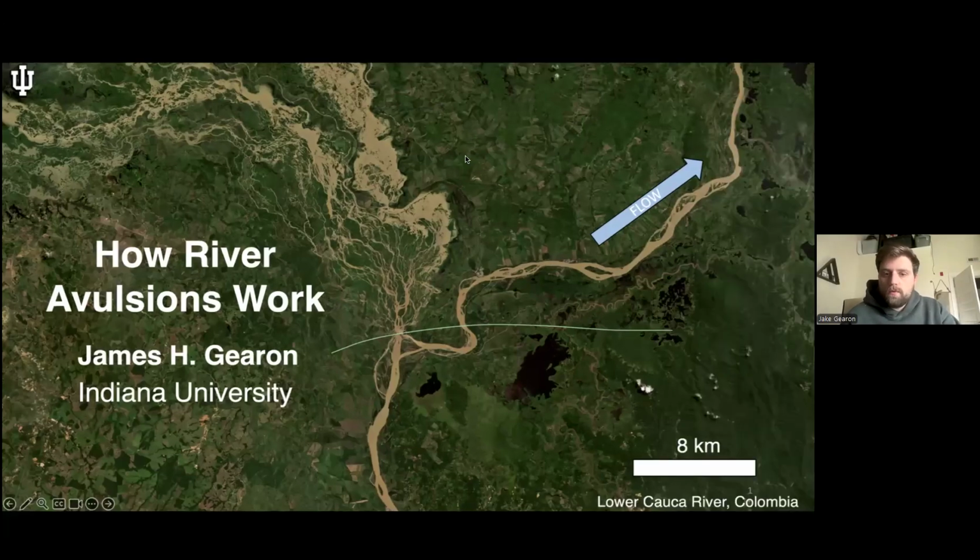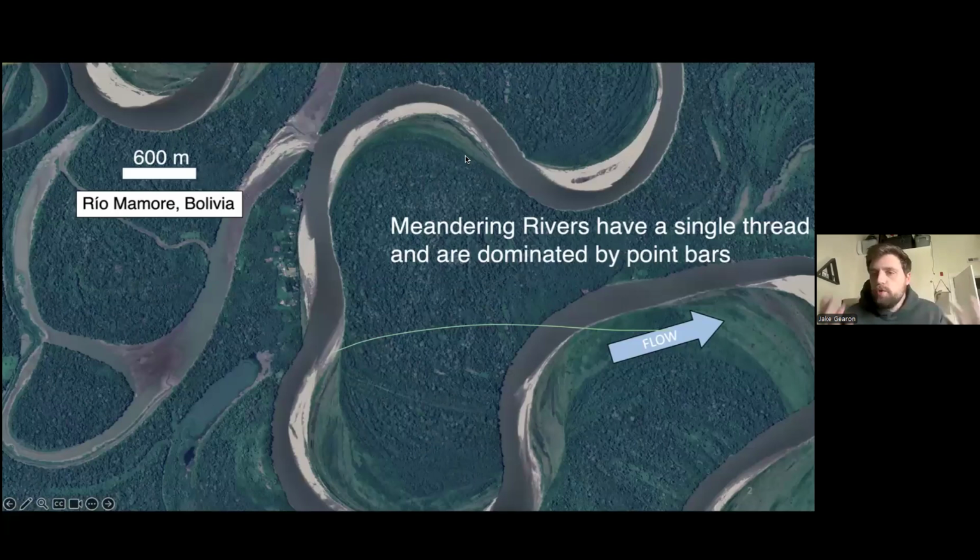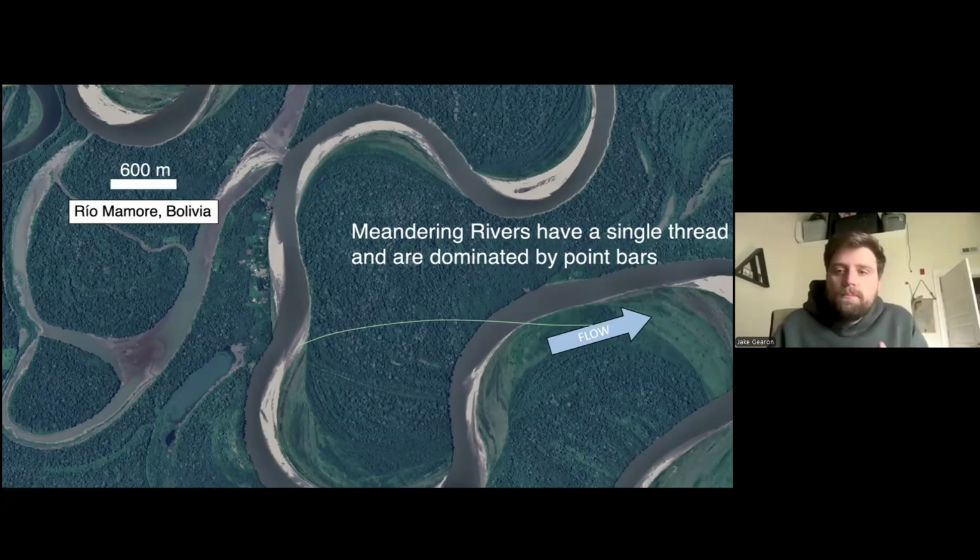And so rivers move around all the time, right? We have single thread rivers, and this is the kind of movement that we maybe are more comfortable with, or at least more people know about, the type of single thread meandering that rivers generally go through.